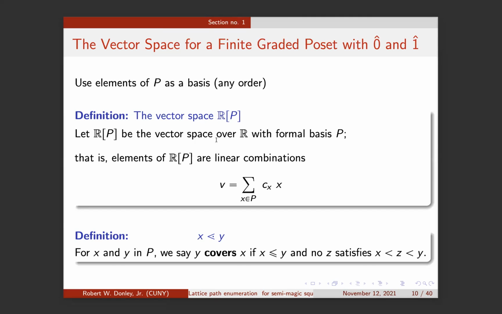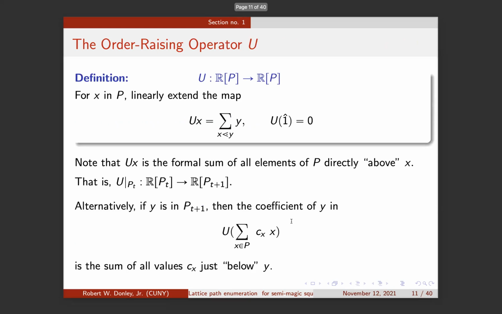And then if I want to define the up operator, I want the notion of covering in the poset. If we look at the Hasse diagram, for the element X, Y covers X if it's directly above X with a link. Then I have my up operator, or order raising operator. I just define it on the basis. The up operator on X is just going to take the formal sum of all elements directly above X. Also, if we're at the maximum, we'll just say that goes off to 0 since there's no place to go.